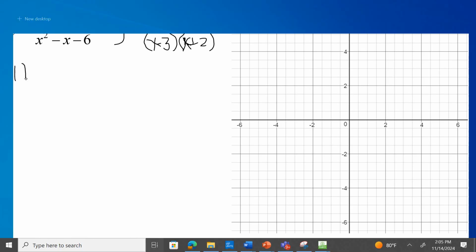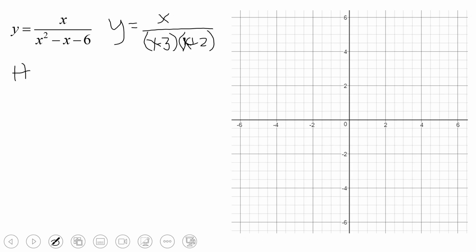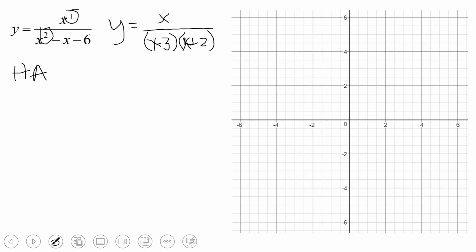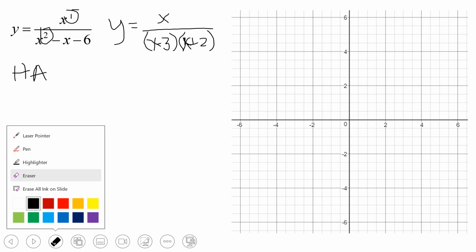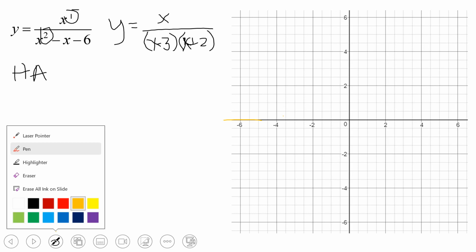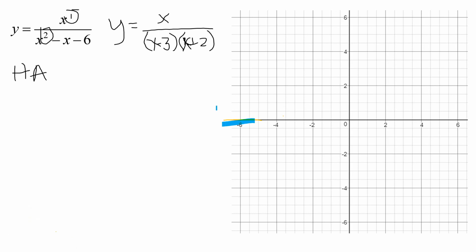Let's go with the horizontal asymptote. The degree in the numerator is 1. The degree in the denominator is 2. So the numerator is less than the denominator. When the numerator is less than the denominator, we have a horizontal asymptote at y equals 1. Oh, y equals 0. Excuse me. There we go.